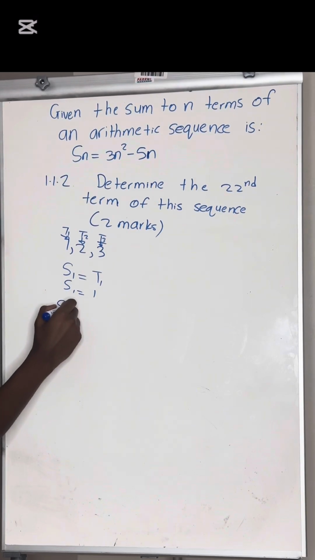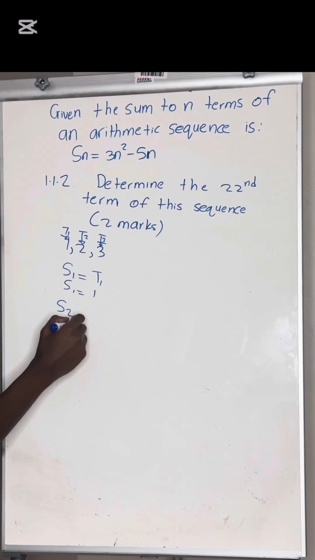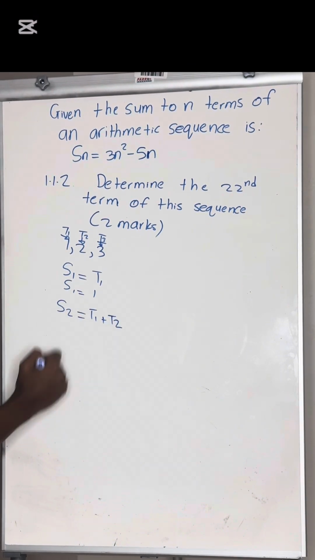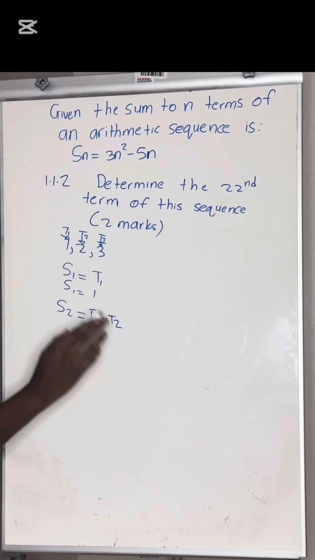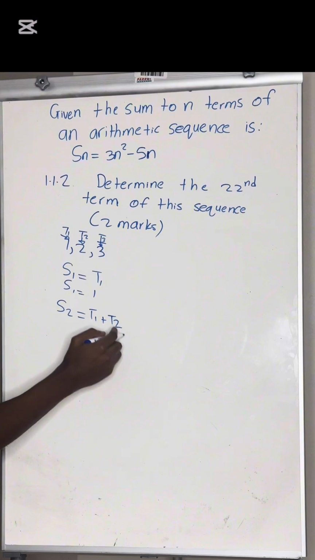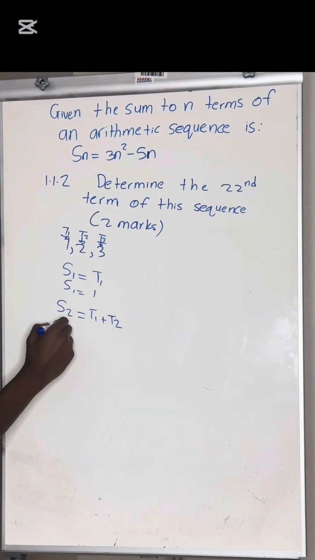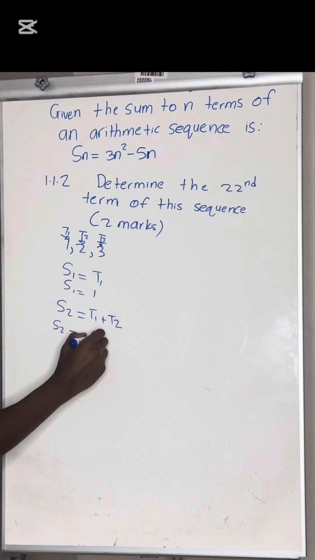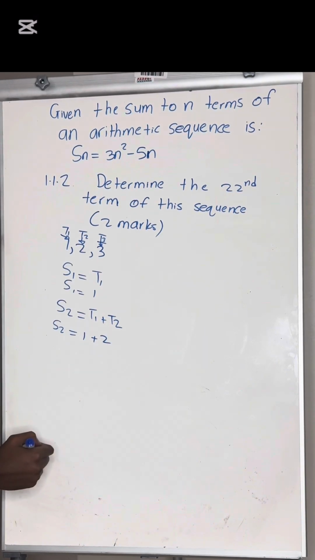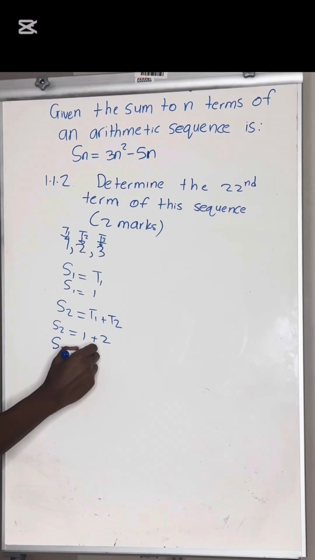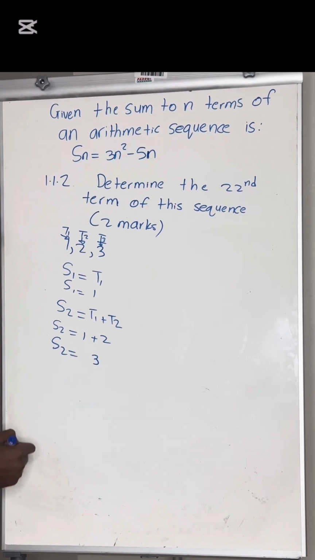And then the sum of the first two terms in the sequence, it's term 1 plus term 2. I hope you understand that part. The sum of the first 2 terms of the sequence, it's term 1 plus term 2. So S2 is equal to term 1 is 1 and term 2 is 2. And then the sum of the first 2 terms, you get 3.